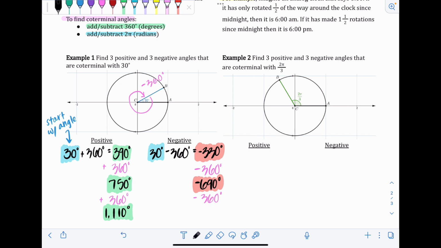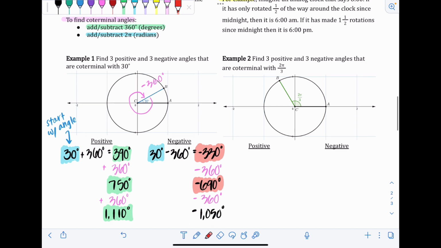And then it'll end up being negative 1,050 degrees. So we have 3 positive and 3 negative angles that are coterminal. The 3 green ones are all of our positive ones. The 3 red ones are all of our negative ones.